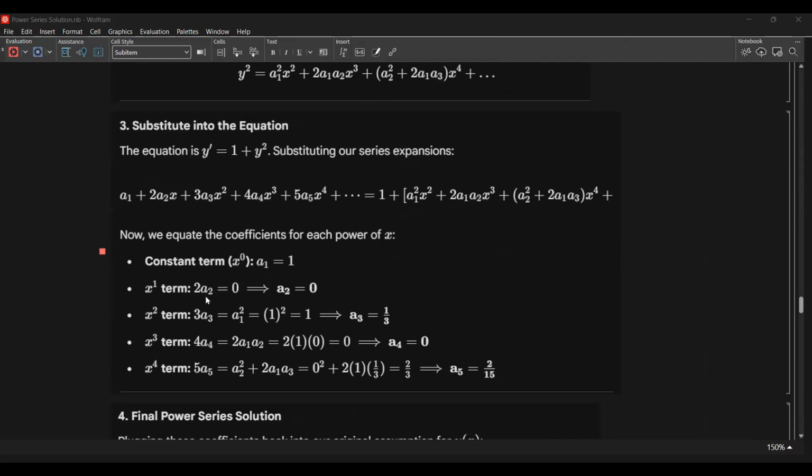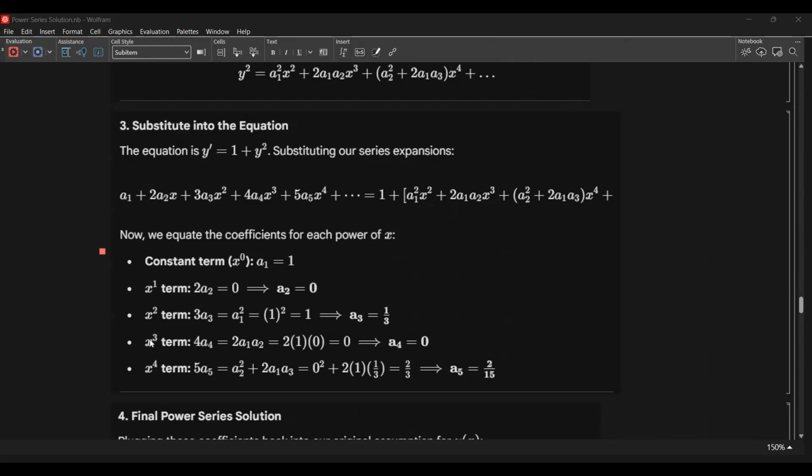Now for the a2 here, so the 2a2 is, there is no x here on the right side. So 2a2 is equal to 0. So a sub 2 is equal to 0. Then 3a3, we have 3a3, the power of x to the second power. So this one, so a1. So 3a3 is equal to a1 squared. So a1 is equal to 1. So a3 is equal to 1 over 3 here by substitution.